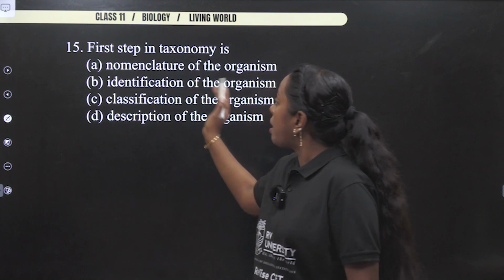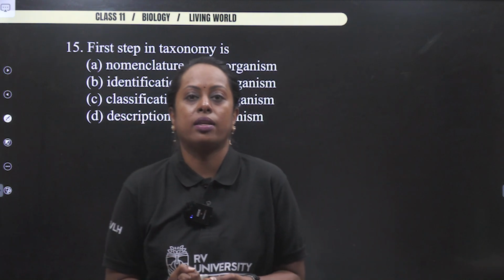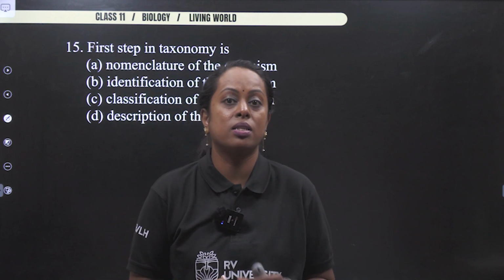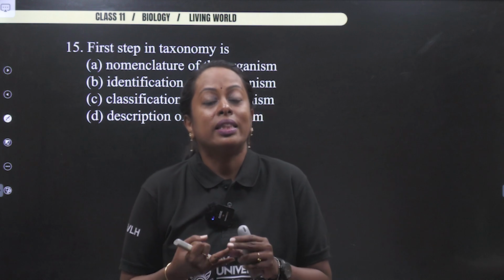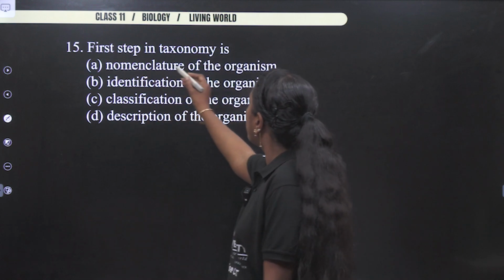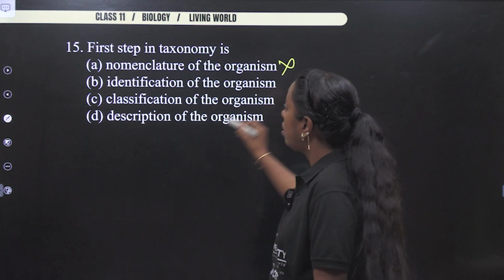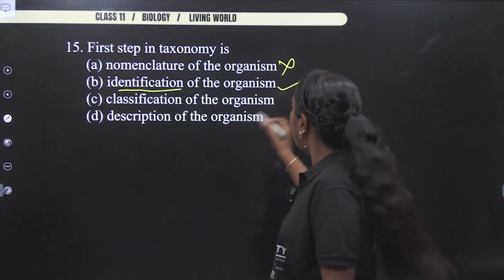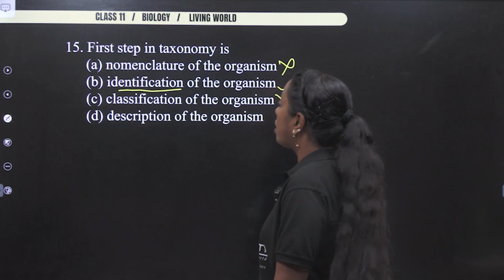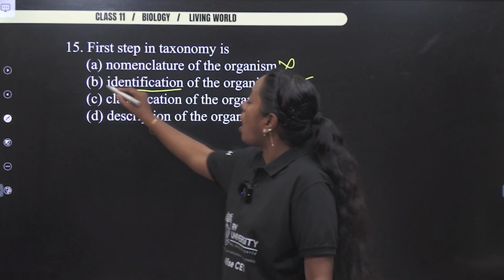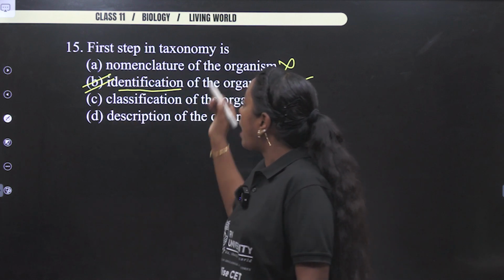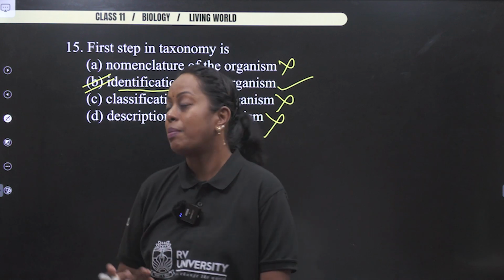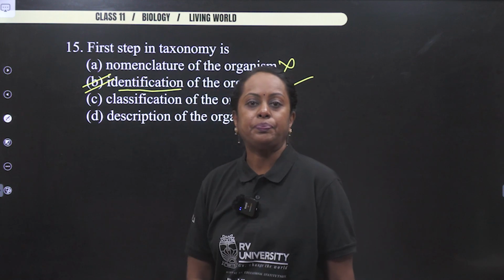Next, the first step of taxonomy. You see an organism and you identify it. After you identify an organism, you name it. That is nomenclature. Then you tend to classify it. So nomenclature of the organism is wrong. You have the word identification, fine. Classification comes later, so this is also wrong. Description of the organism is wrong. So the first step of taxonomy is to identify the organism. So the answer becomes Option B.